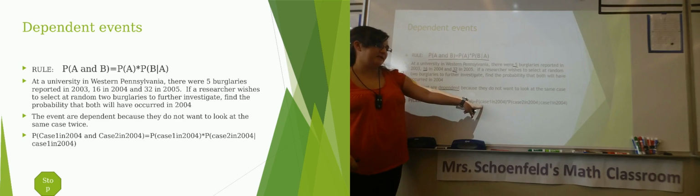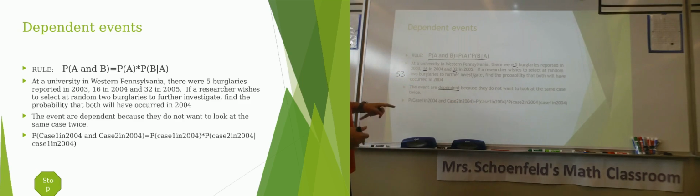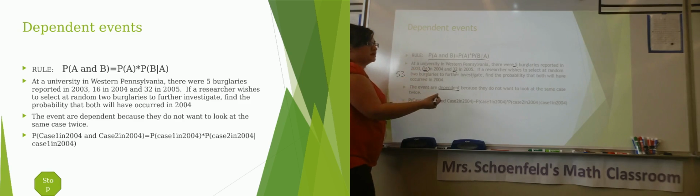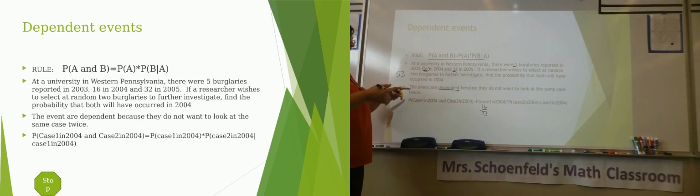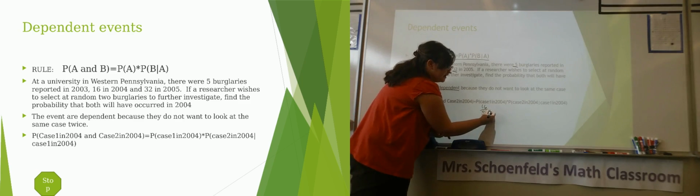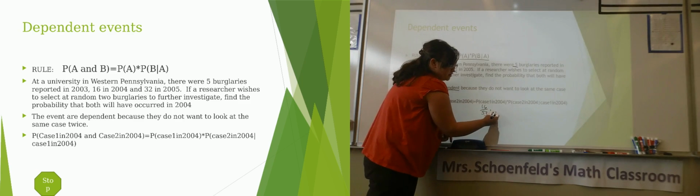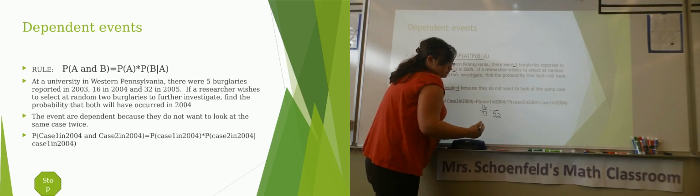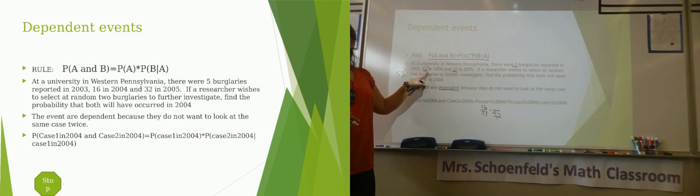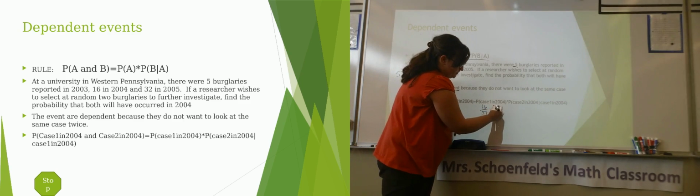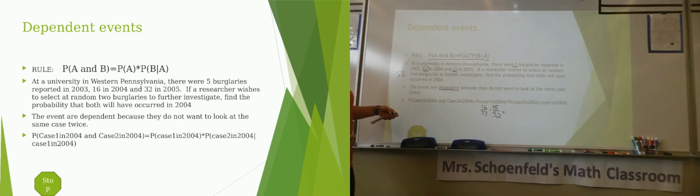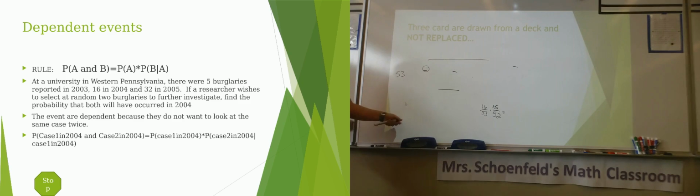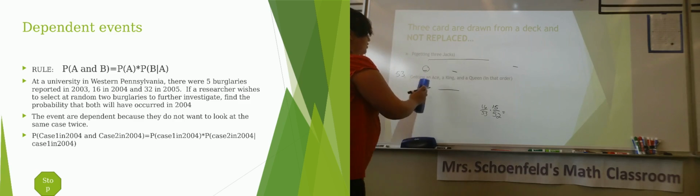So what I need to find is the probability of my first case being in 2004. That one is the nice one to find. So 16 happened in 2004 over my total of 53. Now, if I did choose one of those, how many burglaries would I have left to look at? I'd have 52. And if I had 16 and I chose one of them, I would have 15 left. So then I'm doing 16 times 15 over 52 times 53. That piece you can do in your calculator, so I won't do that unless you have a calculator out. So that is what we're doing when cards are not replaced.